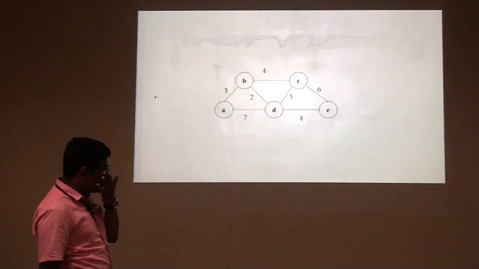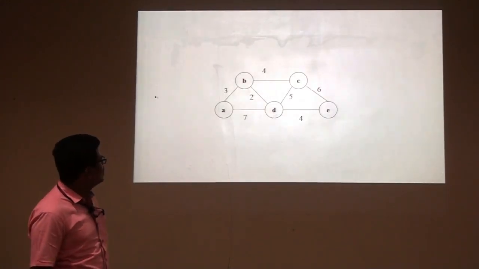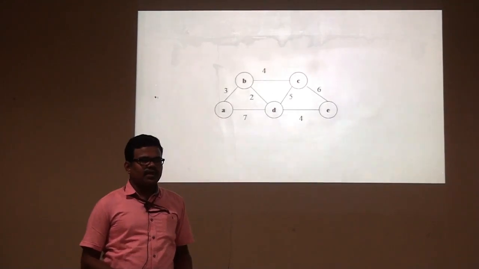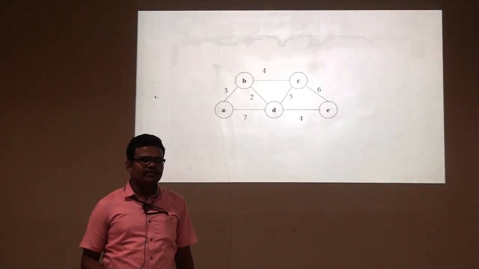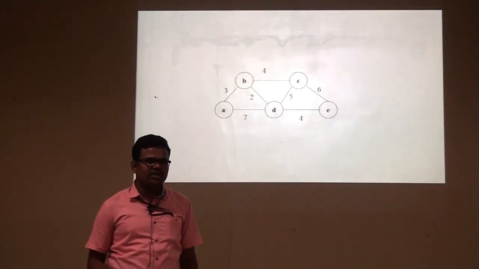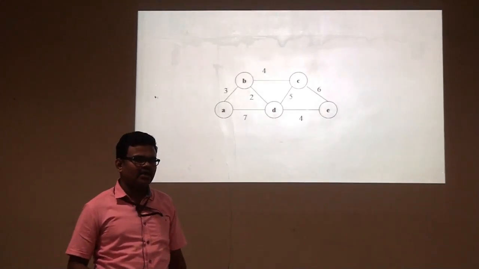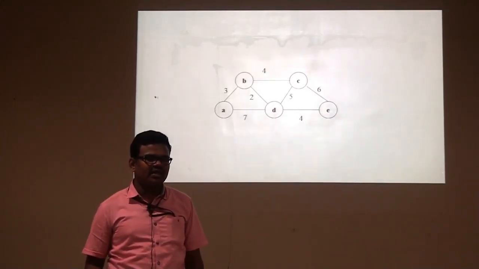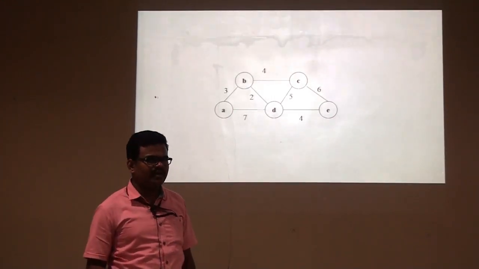For our example we are taking this graph. What is the difference between Prim's algorithm and Dijkstra's algorithm? In Prim's algorithm we are not going to add all the distances, and we are not going to update the distance. But in Dijkstra's algorithm, for each path we find all the distances and add the sum.